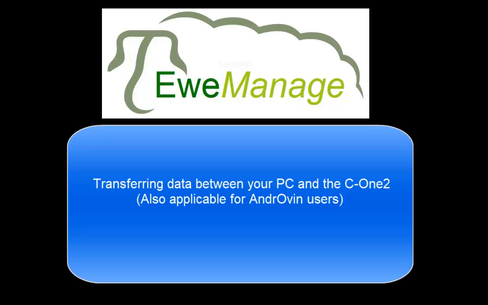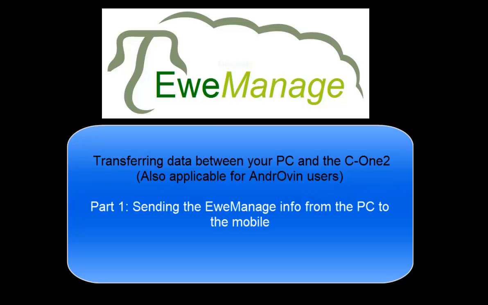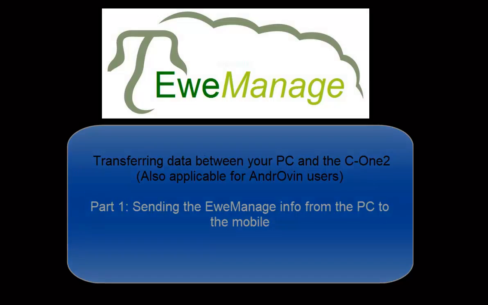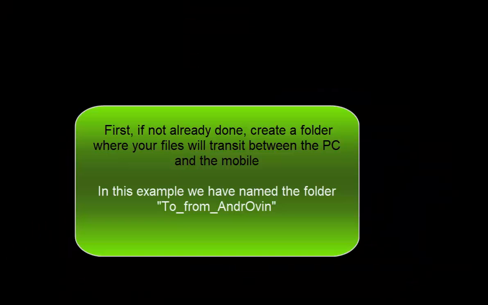Welcome to this video explaining how to transfer data between EweManage and the AndOvin application running on the C ONE2. First part is to send the data from EweManage in the PC to the mobile.